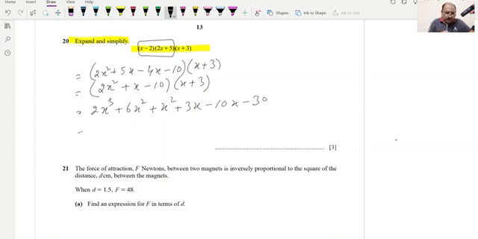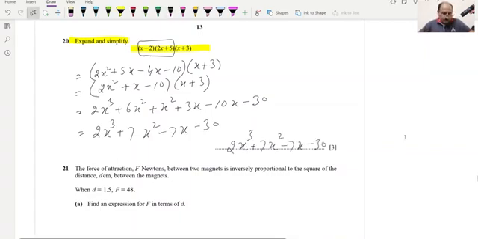Now this is done. We can again add like terms: 2x cubed and plus 7x squared, and 3x minus 10x will be minus 7x and minus 30. This will be the final answer which we can provide in the specific place for the answer, and this is the answer. 3 mark question done.